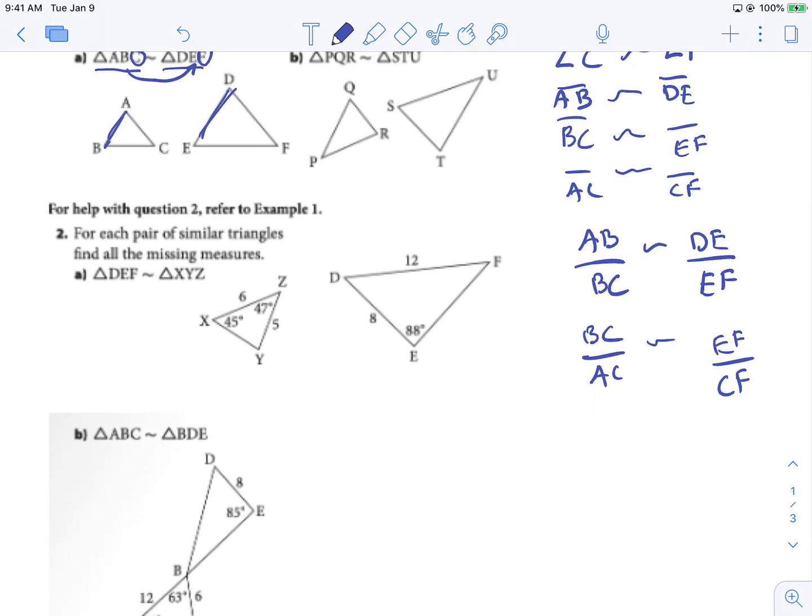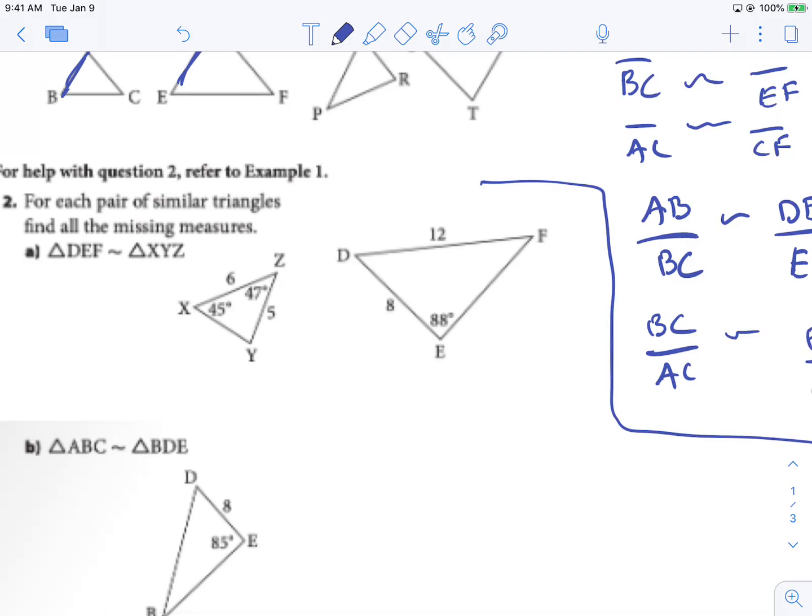Number 2, just make a little box there so we don't get all confused. It says for each pair of similar triangles, find all of the missing measures. And remember, we have all of our information right there for us. So we can go ahead and fill some of this in. X right here, which is 45, is similar to D, so we'll put our 45 right there. And the missing measure is 47. This 88 is the same 88 there because those things are similar. The only things we need to figure out are this and this.